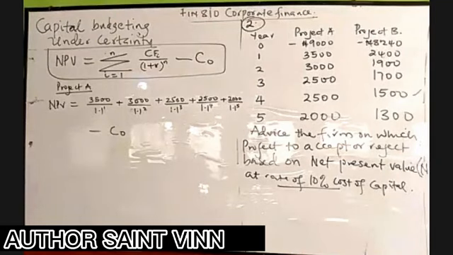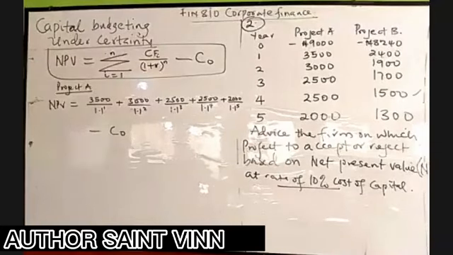That's my 1.1. Yes, that should be 2,000. 1.1 raised to power 5. So I press answer to give me the answer, minus the 9,000, which is the CO.